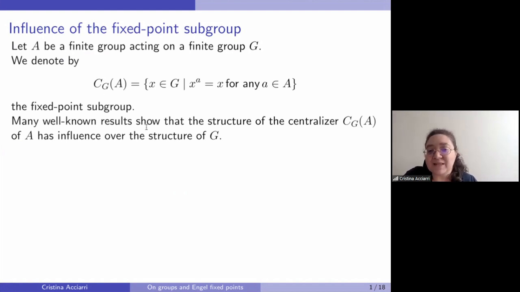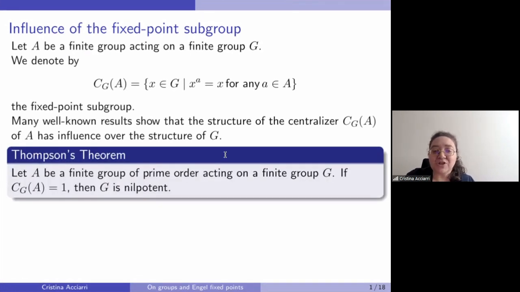When I say this, I mean essentially that when you put some condition, maybe a finiteness condition or some other nice behavior, on the fixed point subgroup, you can get immediately, with some effort, some similar condition on the structure of the group G. Let me just give some very well-known examples of this phenomenon.